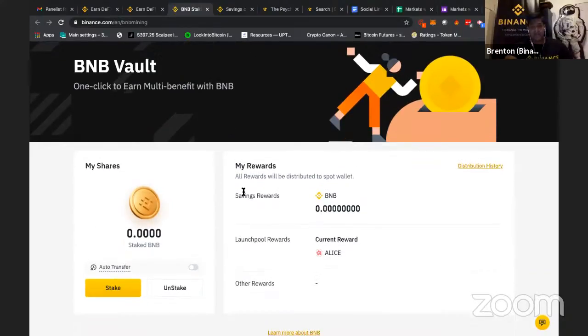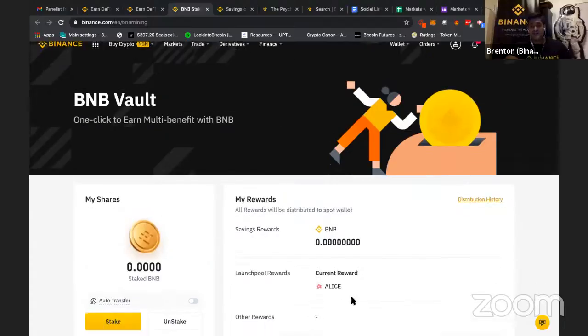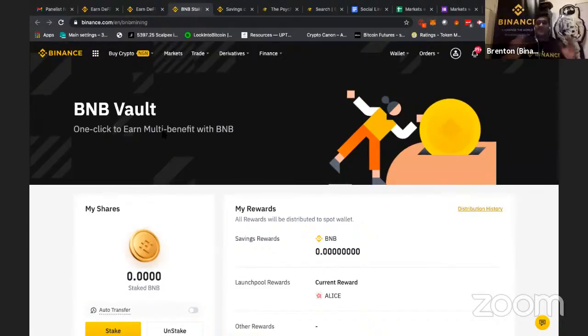Like I said, myself personally, I love the BNB Vault. And a lot of the time when there's not something currently launching in launch pool, there's about four to six different tokens you earn at once, plus BNB. So the BNB Vault is amazing.